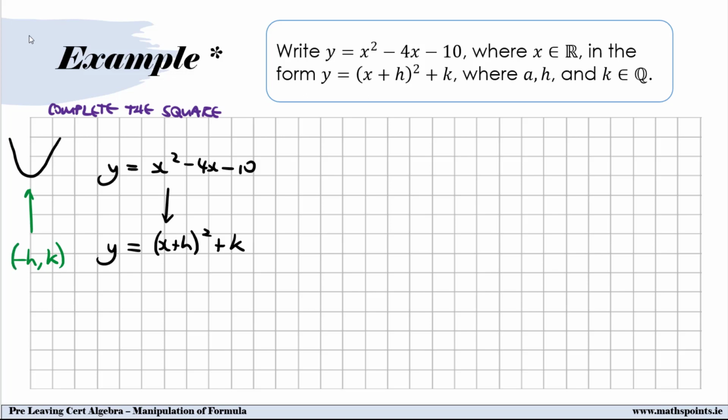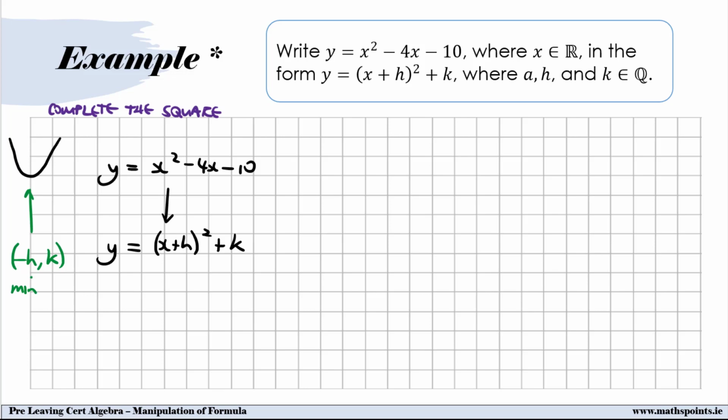So we're going to take whatever number is with the x in the bracket and we're going to change the sign. That's going to become the x coordinate of the minimum point, and then we keep the sign of the number outside of the bracket, and that becomes the y coordinate of the minimum point. So there is a very good reason for manipulating this formula and changing it into this form. It allows us to read minimums or maximums, in this case a minimum.